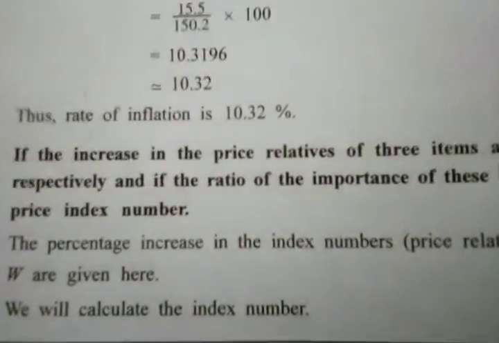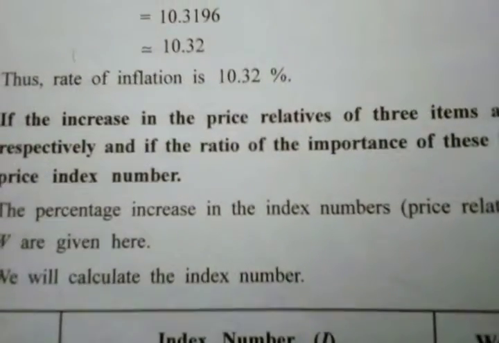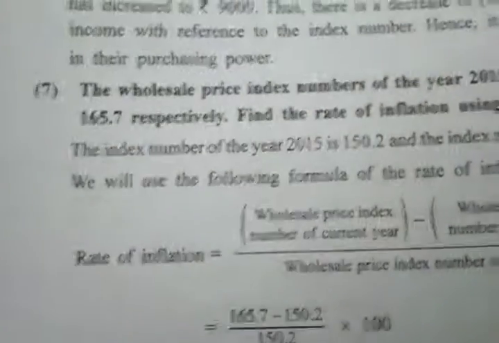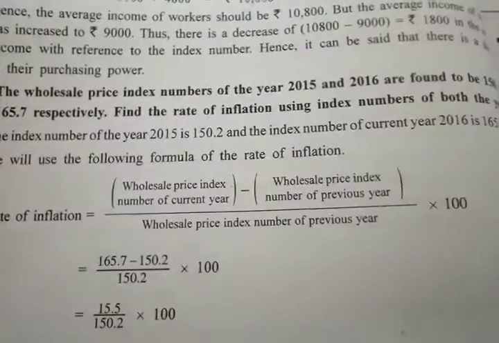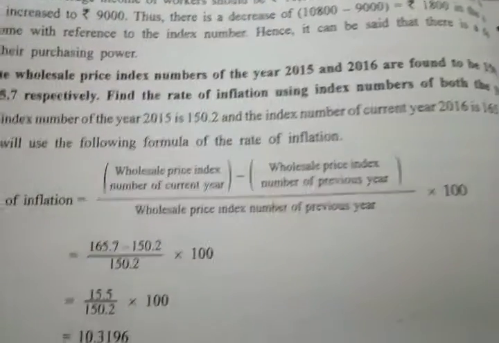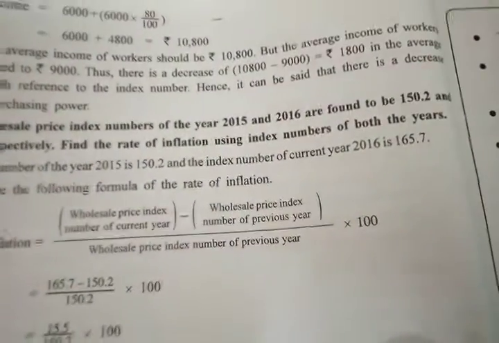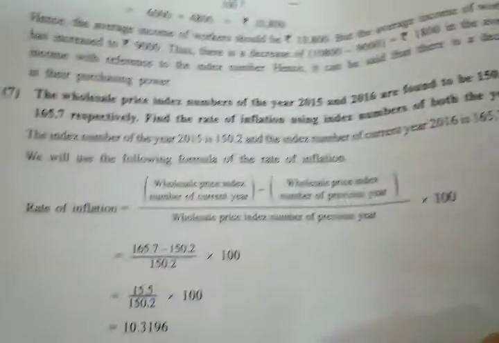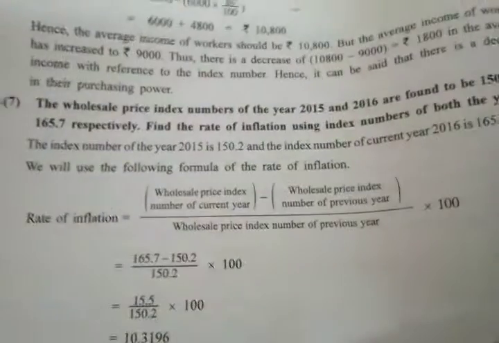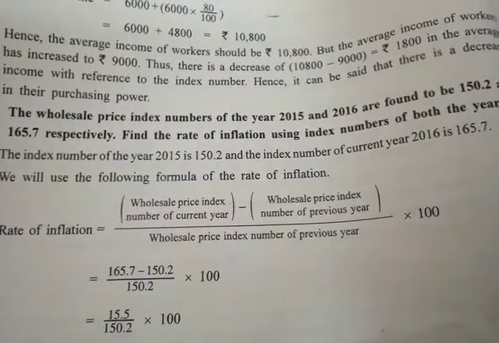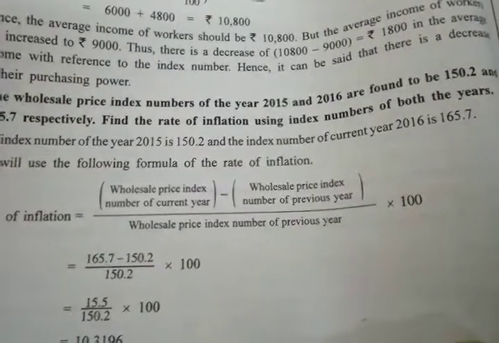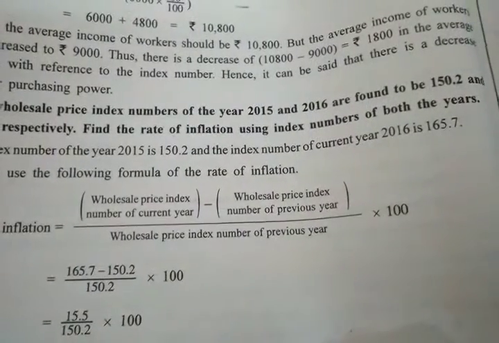Let us see number 7. The wholesale price index numbers of the years 2015 and 16 are found to be 150.2 and 165.7 respectively. What is given? Wholesale price index numbers. So 2 years are given. Find the rate of inflation using index numbers of both the years.